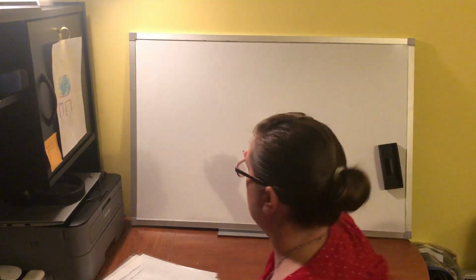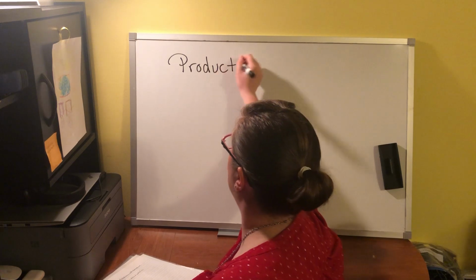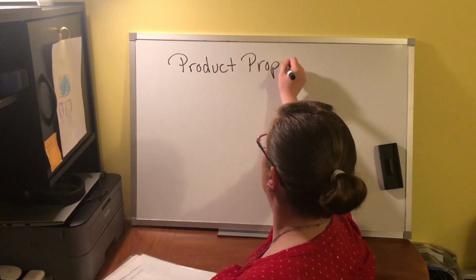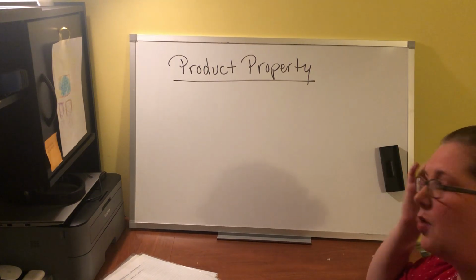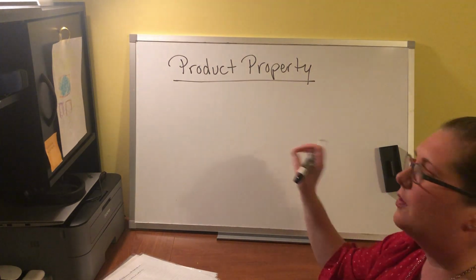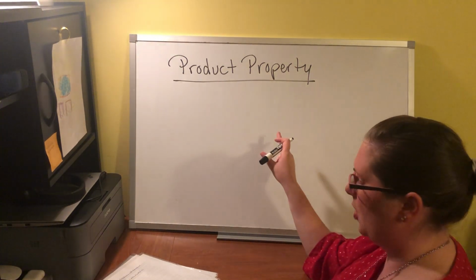Okay, now we're getting into some properties for exponents. So this is known as the product property of exponents, okay? You're going to be given several properties you're going to need to know for your homework and your test, all right? So this is the product property.